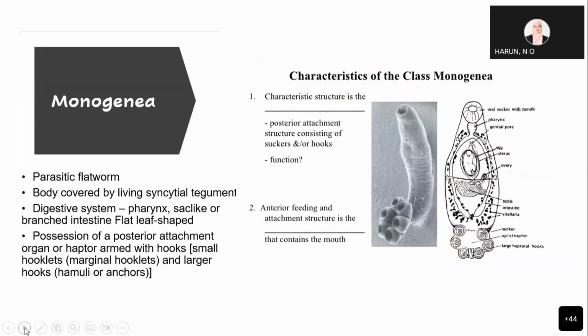Whereas the Monogenea are parasitic flatworms. The body is covered by a living syncytial tegument. The digestive system has a pharynx, and a sac-like or branched intestine, with a flat leaf shape. Okay. So this is how it looks like. Its sucker is here in the middle. And this is its large pectoral hook. So imagine how it sucks onto certain predators.